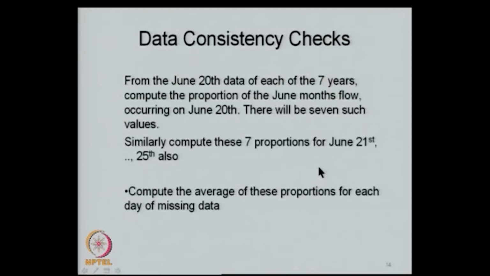Then what we do? From the June 20th data of each of the 7 years, that is the available data, we compute the proportion of the June month's flow occurring on the June 20th. This is the date on which the data is missing. There will be 7 such values. So, similarly compute these 7 proportions for June 21st to 25th also.